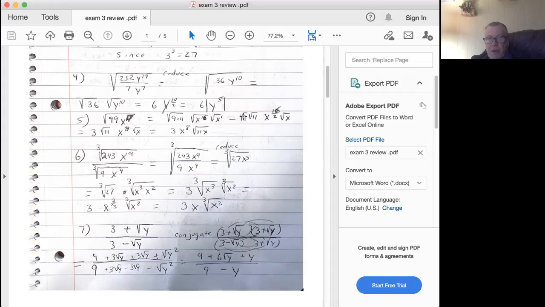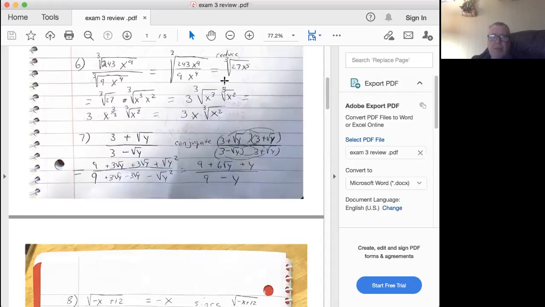And then the square root of 9 from 99 is 3. And I can't do anything with the square root of 11. So we get 3x to the 8th, square root of 11x. We don't need the absolute value for x to the 8th because this is an even power.